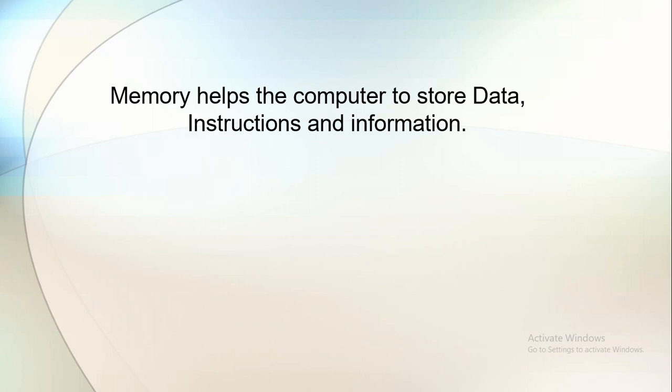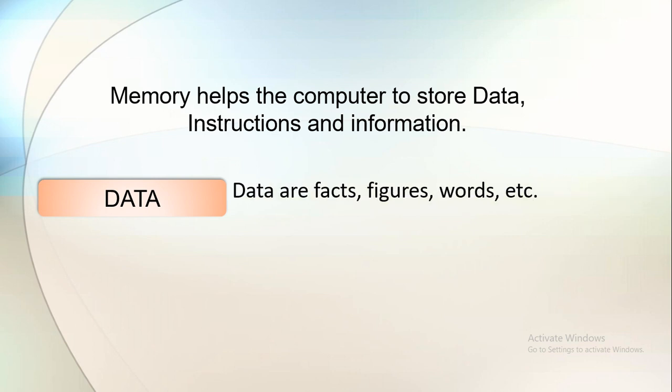Now we will see what are data, instruction and information. Data are facts, figures and words, etc. Any number, letter, alphabet or symbol or a word or a paragraph, anything, all these are called data. They are stored in a computer. Even a data can be a file or a folder.